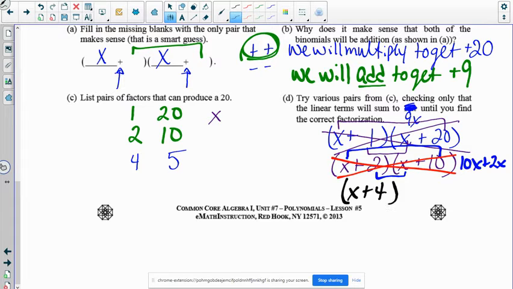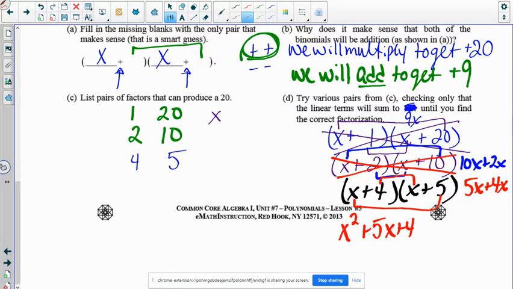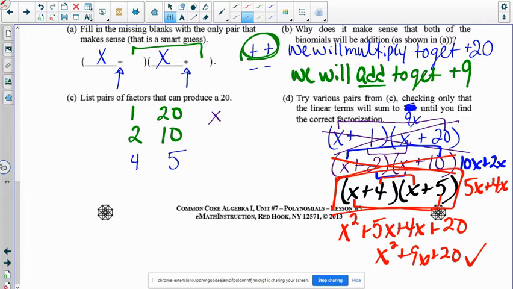All right, let's try one more. I got 4 and 5. Let's try this now: 5x and 4x. Is that going to get me to 9 in the middle? It sure is, and I can double check to make sure that it works by doing my FOIL box, double distributive. x squared plus 5x plus 4x plus 4 times 5 is 20. And it works, so I know that this is the correct answer. It's the correct factorization.